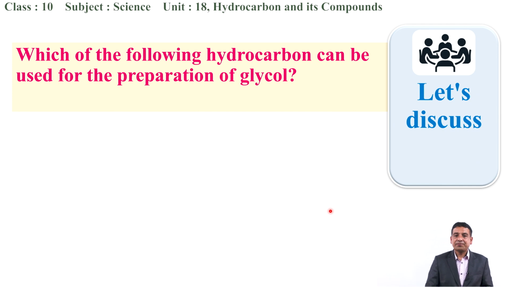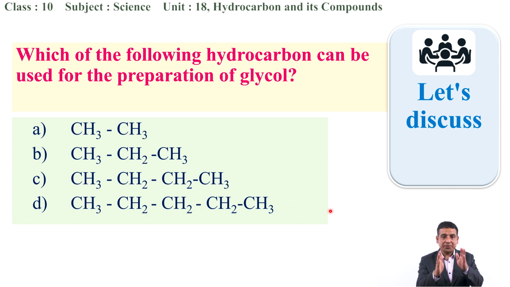The next one is, which of the following hydrocarbons can be used for the preparation of glycol? Glycol means the compound should contain 2 carbon atoms. So out of these 4 options, can glycol be prepared from pentane? No, because it consists of 5 carbon atoms. Can we prepare glycol from butane? Obviously not, because glycol should consist of 2 carbon atoms. As well as from propane, can we prepare glycol?